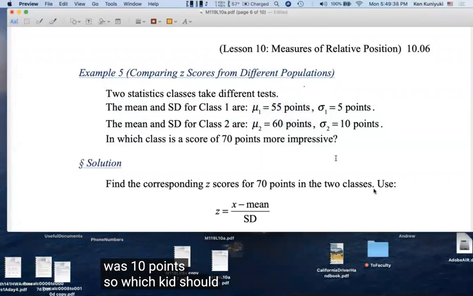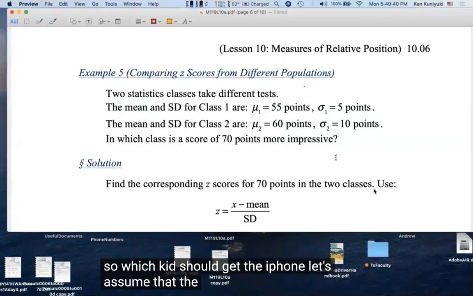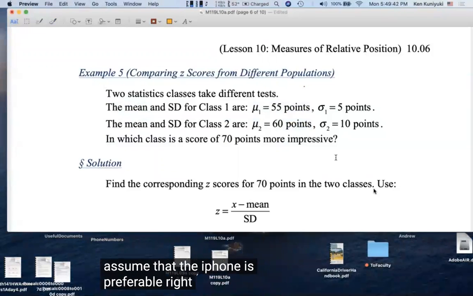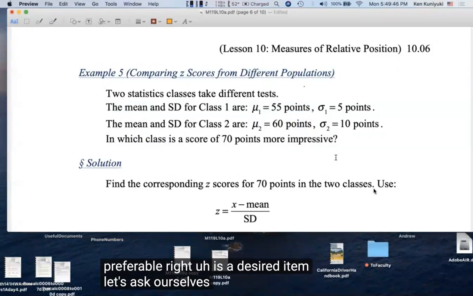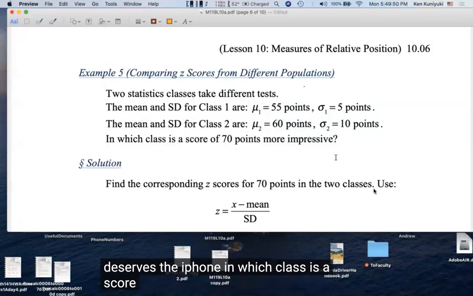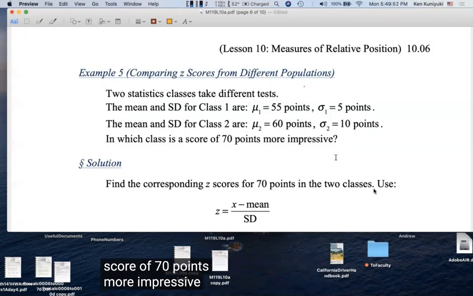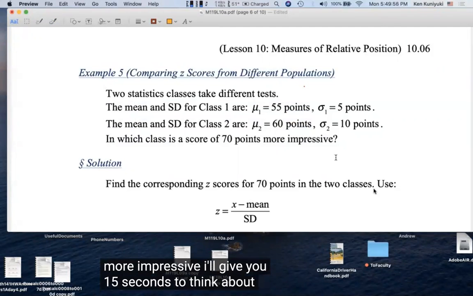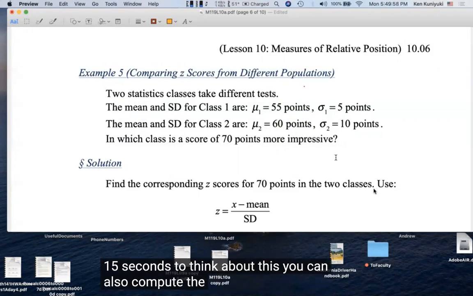So which kid should get the iPhone? Let's assume that the iPhone is a desired item. Let's ask ourselves, which kid deserves the iPhone? In which class is a score of 70 points more impressive? I'll give you 15 seconds to think about this. You can also compute the z-score.